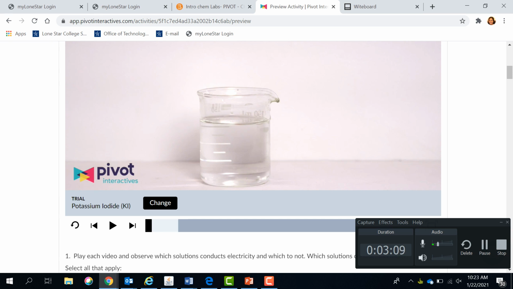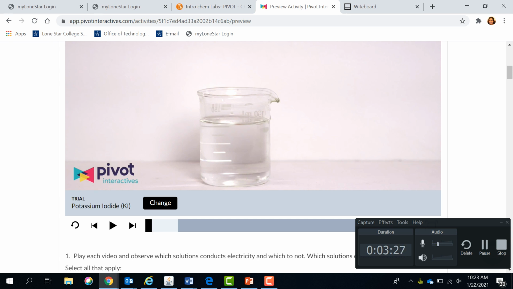But not covalent compounds. Can you think of a covalent compound? A covalent compound can be water, carbon dioxide, sucrose, sugar. So like sugar, they do not conduct electricity.